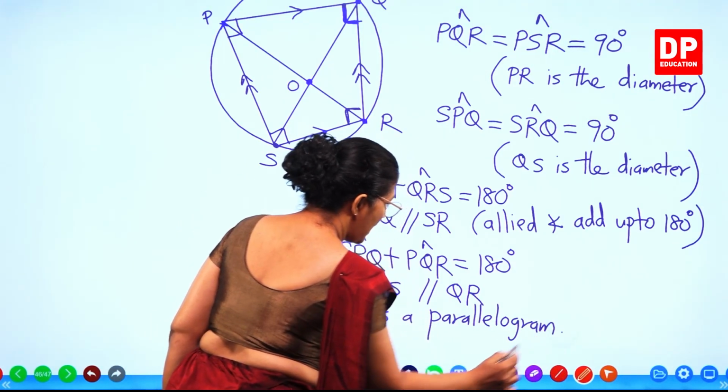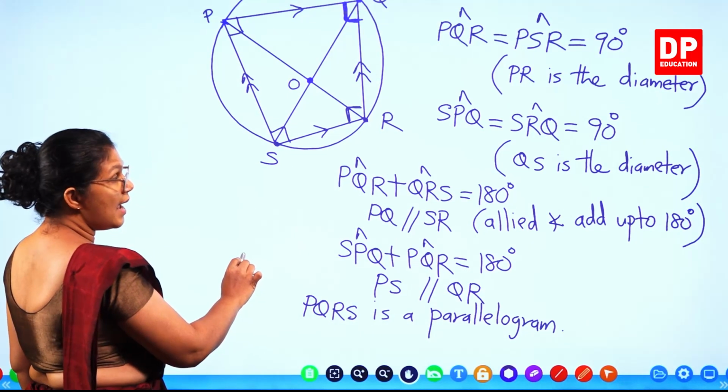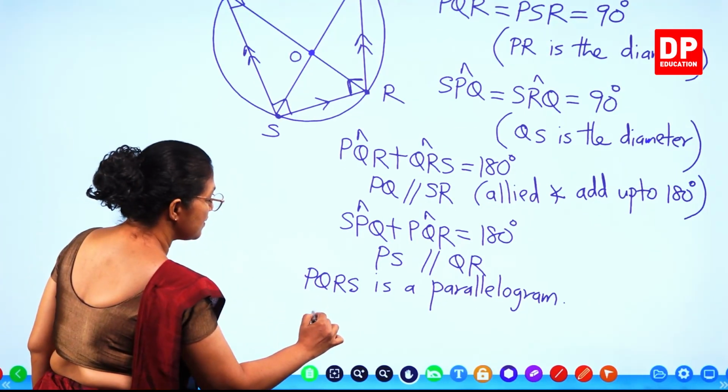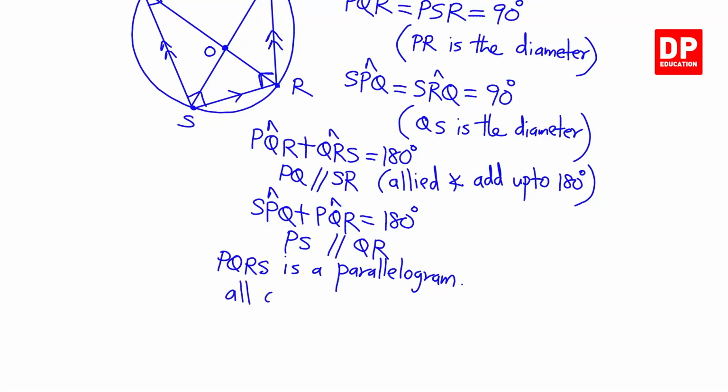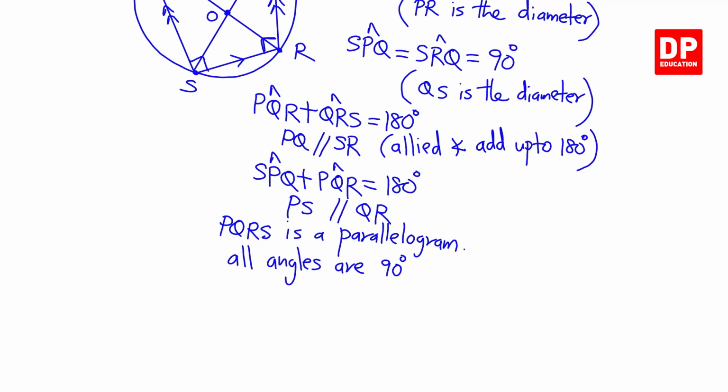Now you can say all angles are 90-degree angles. All angles are 90 degrees. So therefore, PQRS is a rectangle.